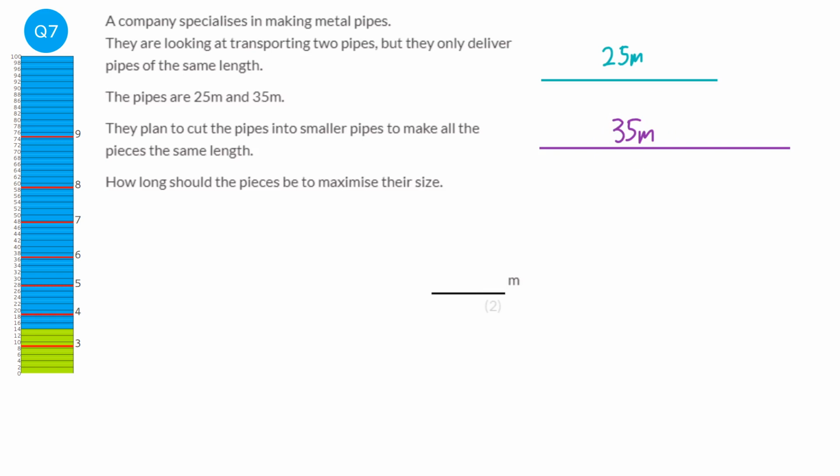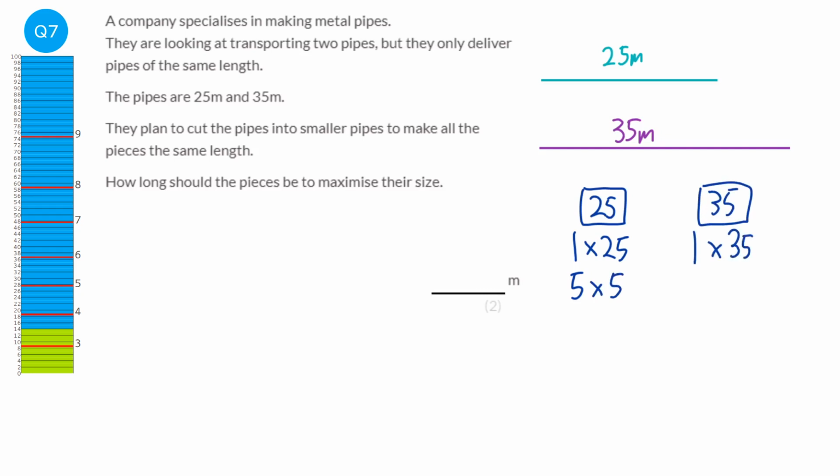So to find the highest common factor, what we do is we just find the factors of 25, which is 1 and 25 and 5 and 5, and the factors of 35, which will be 1 and 35 and 5 and 7. And the highest common factor is the highest number in both lists, so it's 5. So what we can do is we can cut all of these pipes into 5 metre pipes.